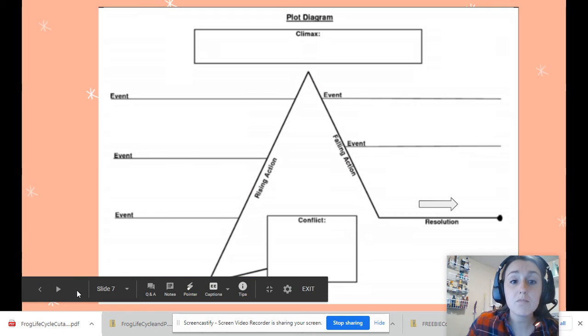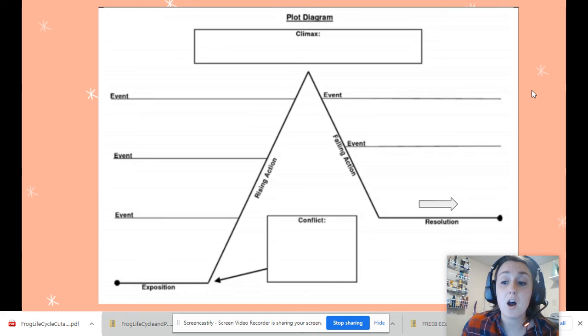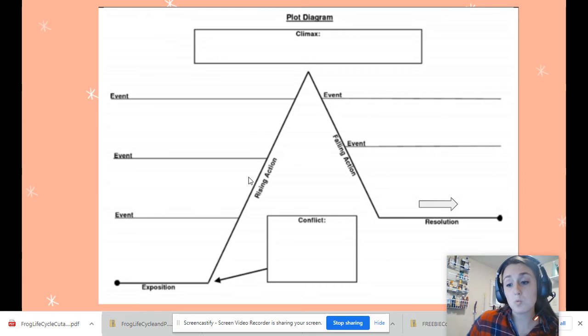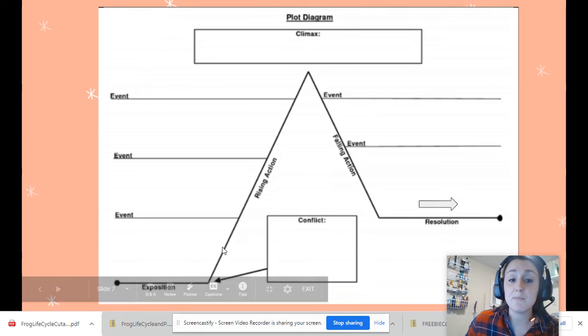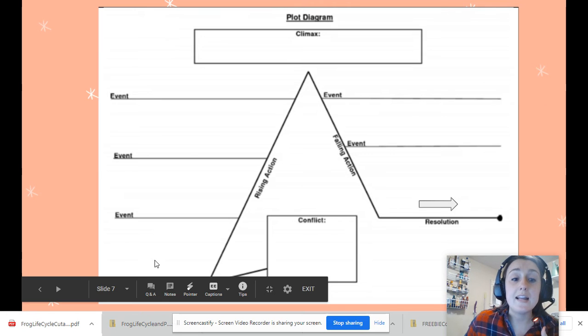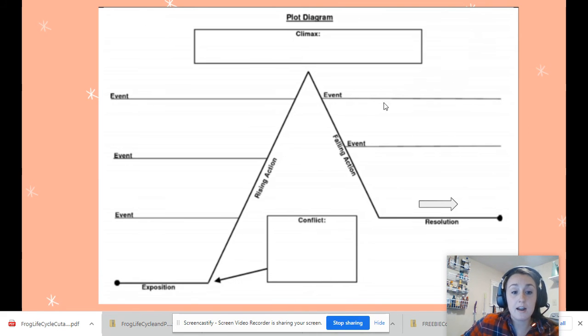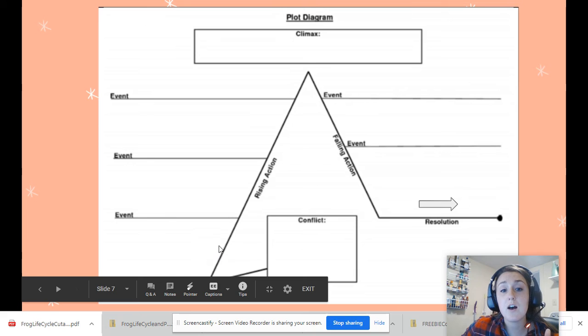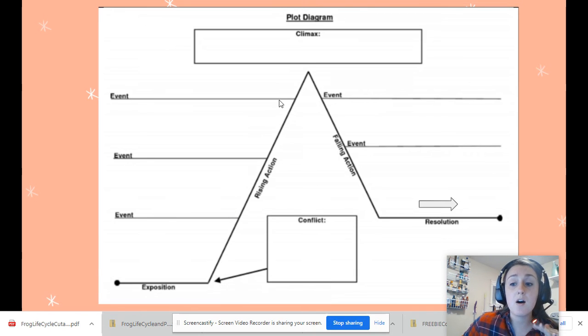So today, on your next slide, we like to think of plot as a mountain or a roller coaster. Today, I talked about it as a mountain, but you can also think about it as a roller coaster. It starts off low at that bottom, where our exposition starts. Then it goes up and up and up, all the way getting close to that top peak. That's our rising action, where all those events happen and where that problem is starting to occur.